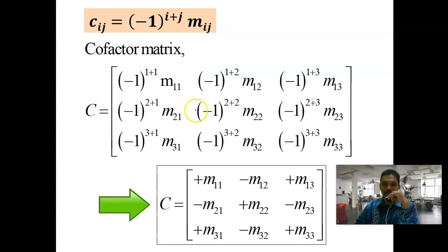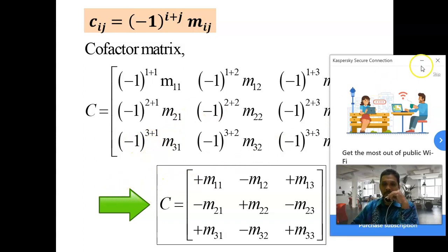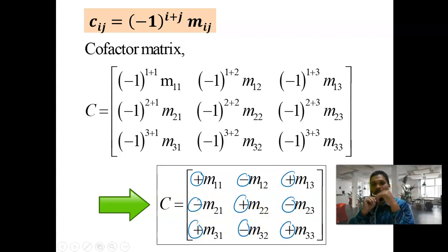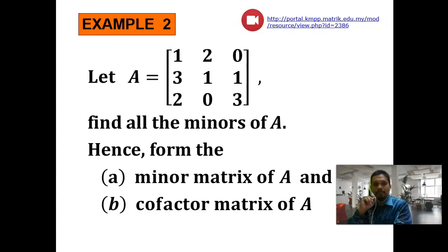So you can see here now the pattern of the sign, which is positive, negative, positive, negative, positive, negative, positive, negative, and positive. Let the matrix A here, find all the minors of A, hence form the matrix of minors of A and the cofactor matrix of A.